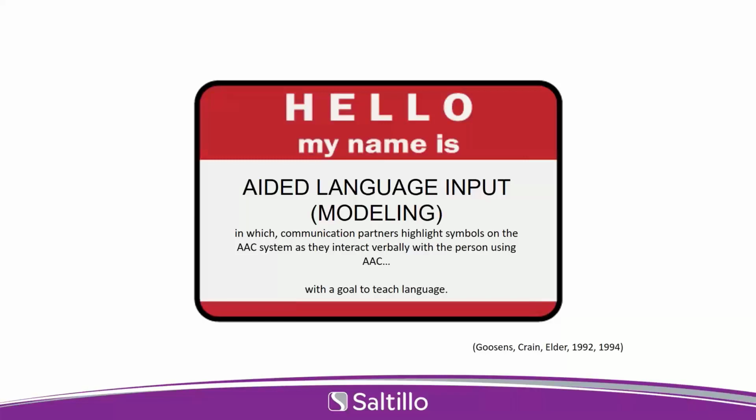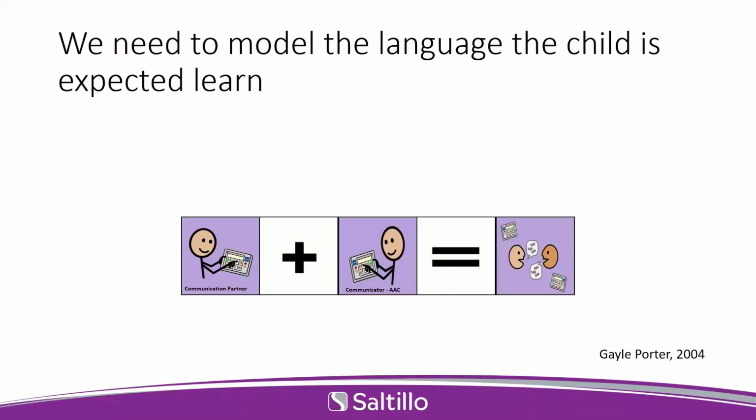Okay, so if you missed Tuesday, this will be part of what we talked about. If you attended on Tuesday, this will be a bit of a review, but it's going to be quick. On Tuesday, we talked about aided language input and modeling. Those terms are used interchangeably, but pretty much what that means is communication partners highlight symbols on the AAC system as they interact verbally with the person using AAC, with the end goal being to teach language. This is so important because when you are interacting with an individual who uses AAC, and if it's new for them, it's like learning a foreign language. So as we talked about on Tuesday, language in equals language out.